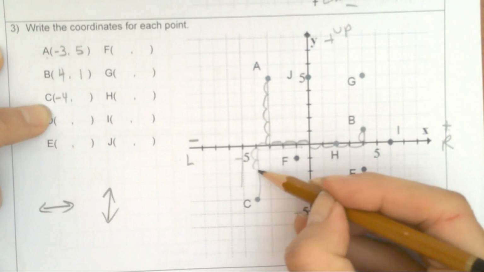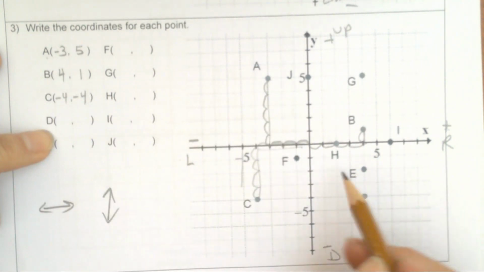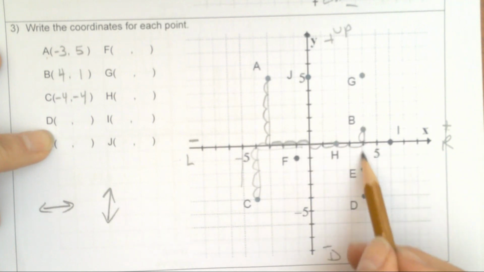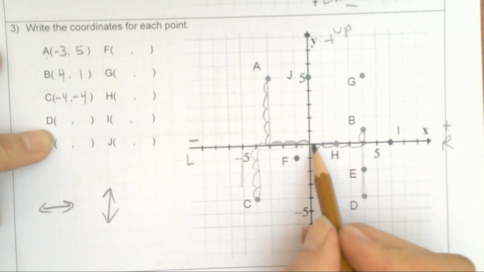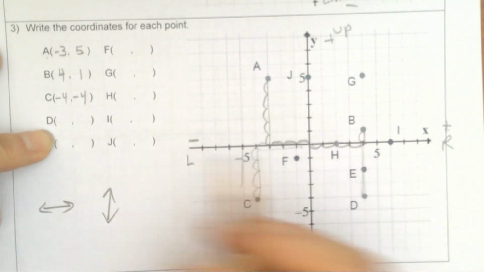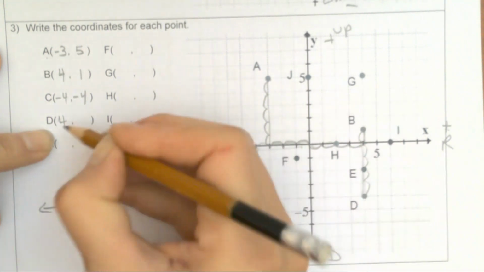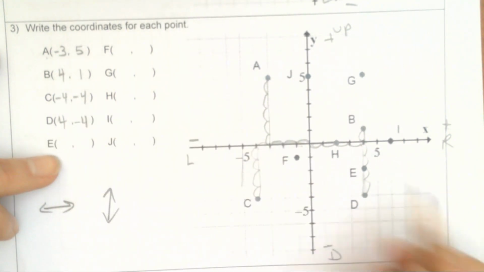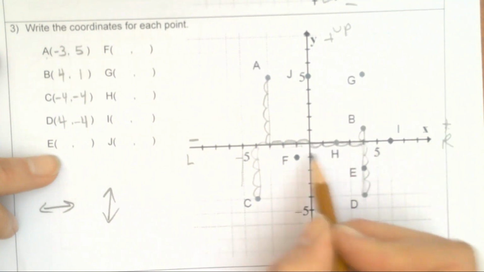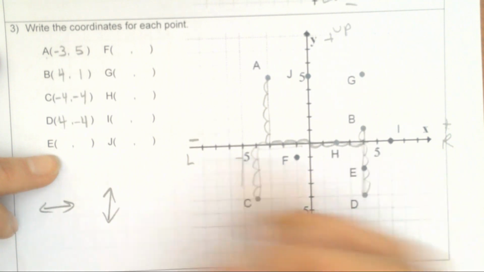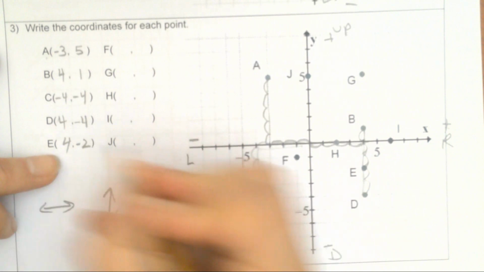1, 2, 3, 4. D. I have to go right, then down. So down is going to be negative. So right is positive. So 1, 2, 3, 4. And down is negative. 1, 2, 3, 4. E. Right, then down. So right is positive. 1, 2, 3, 4. And down, only down 2. So down 2 is negative 2.